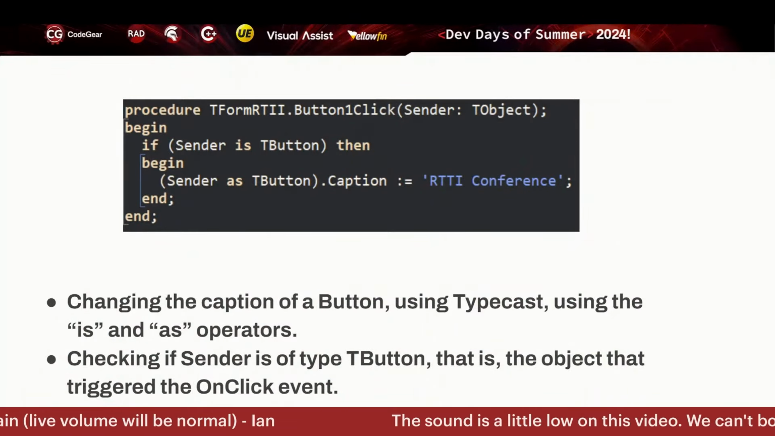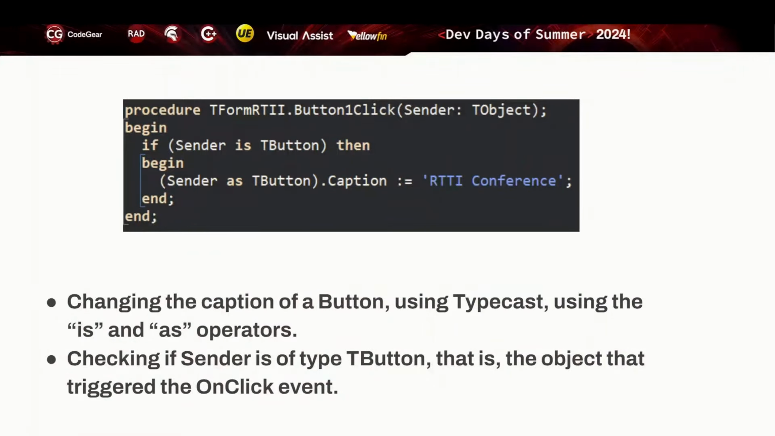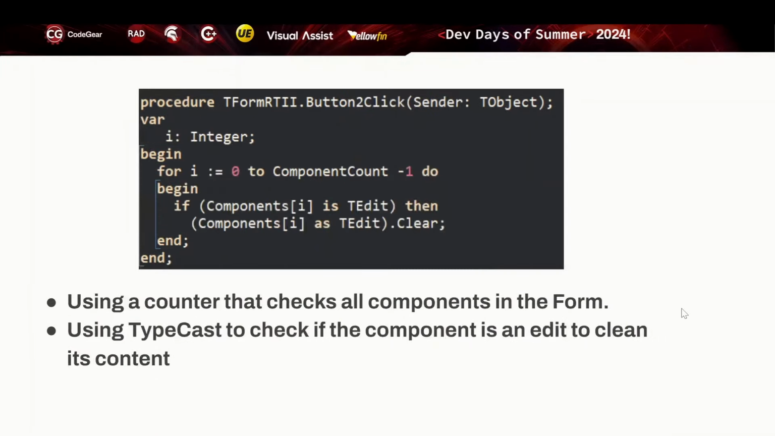In this example, the compiler doesn't know if the Sender is a TButton or whatever other component. But if it is a TButton, we're going to change the caption using the typecast of this button here. Very simple. I have another example here.